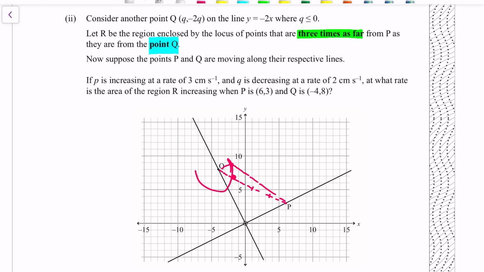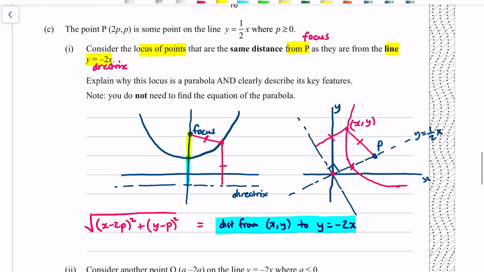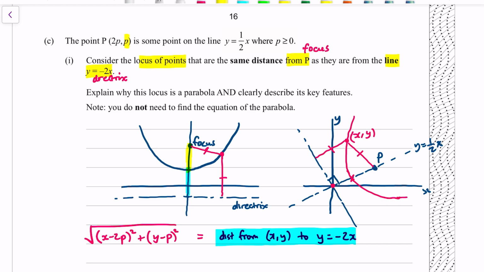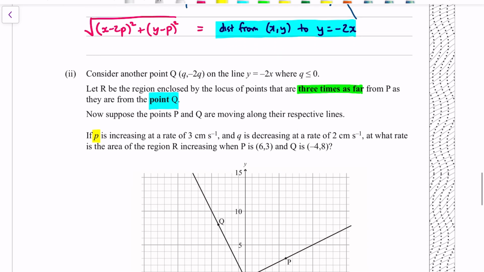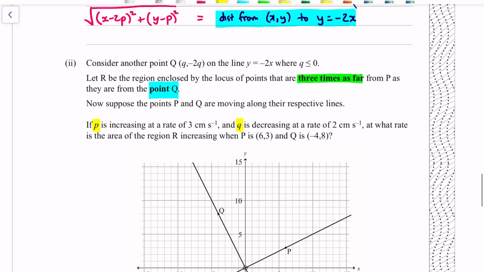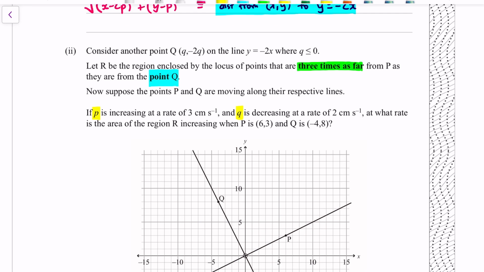But if you weren't in the know there and didn't know about the circle of Apollonius, either Google it and learn about it, or just think about what the question's actually asking us. It's telling us in the question that P, which, be careful here because P is actually the y value of the coordinate P, P and Q are changing, and when they change, the region, the locus, is increasing. And it asks us about the area of the locus.